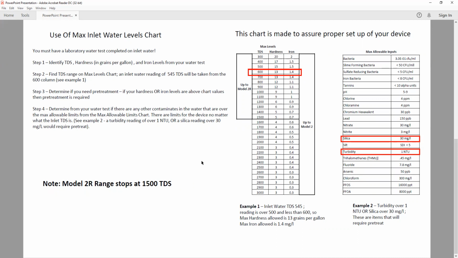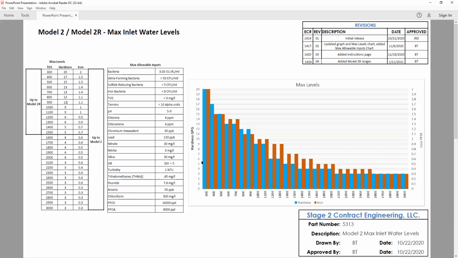If you have any questions on this graph or would like any assistance from our technical support team on any type of unique water chemistries you may have, or get any suggestions or best practices that we have found with using Model 2 and Model 2R pretreatments, you can definitely reach out to our technical support team via email or by phone and send your lab report over, and we can walk through the lab report with you and see what we might see as well.